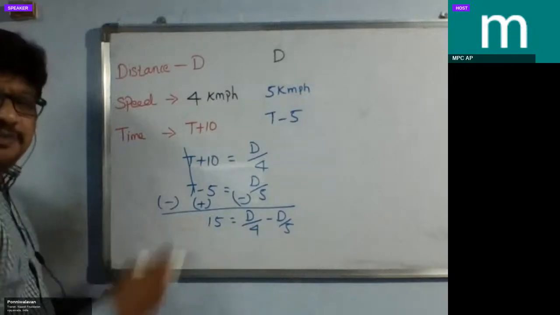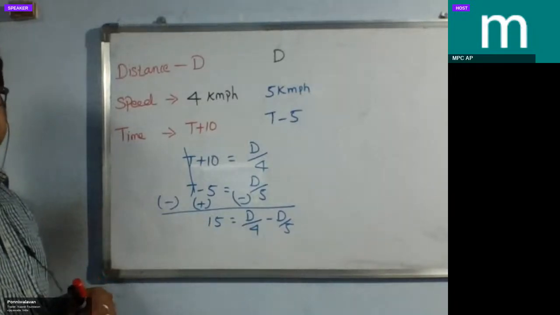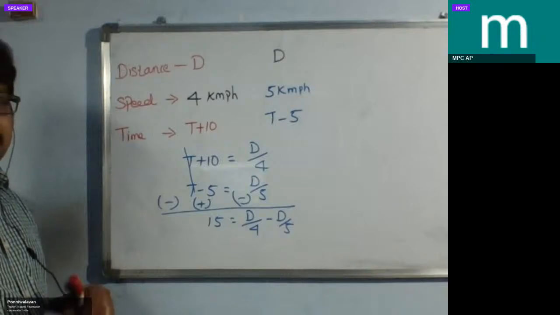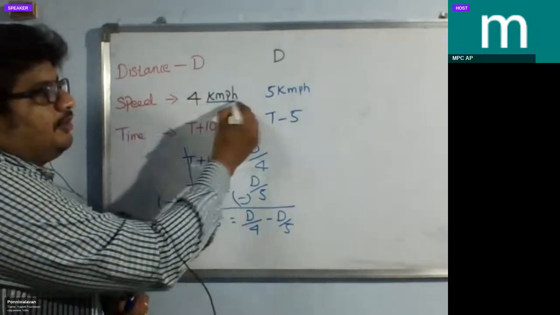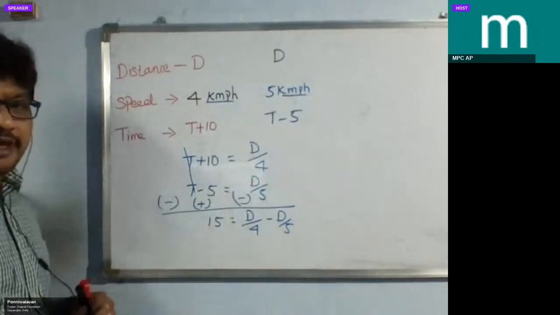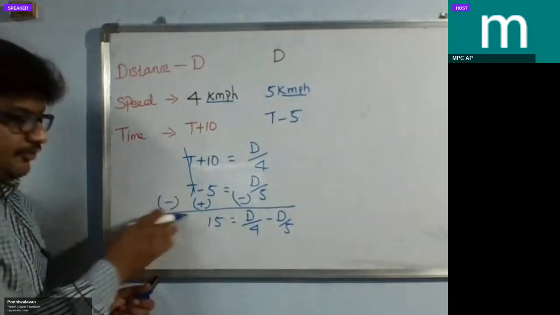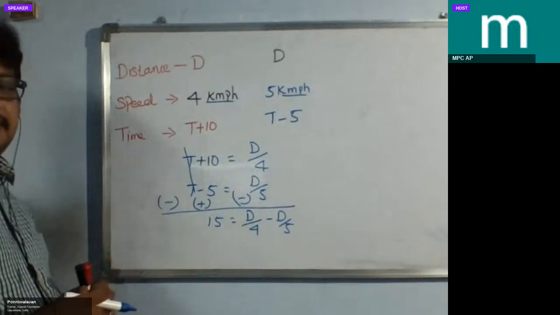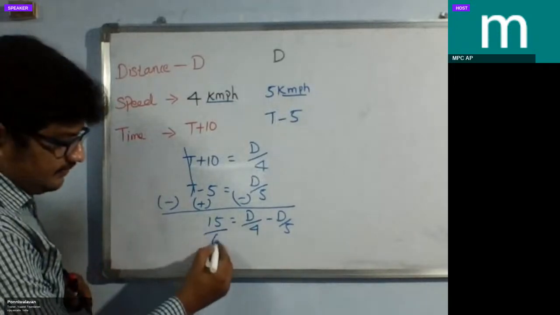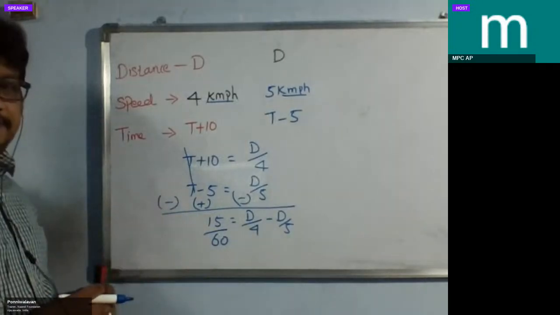So is 15 minutes or hours? Minutes. But here the speed is kilometer per hour. It was mentioned in kilometer per hour. So we need to convert this 15 minutes into hours. How will you convert minutes into hours? Divide by 60. That's all.